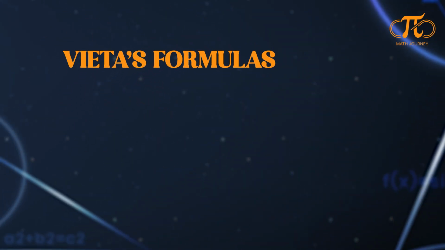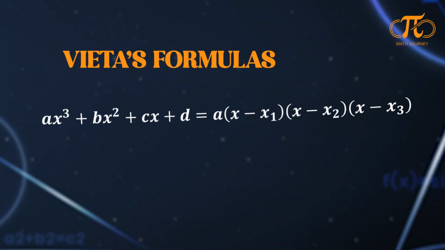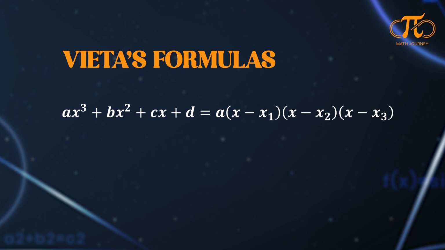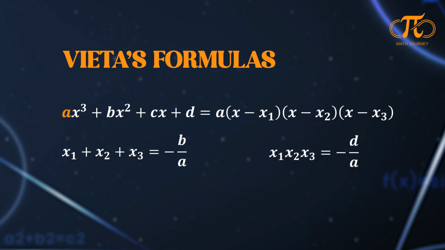Now, here's where Vieta's formulas come into play. Vieta's formulas are incredibly useful when dealing with polynomial equations like the cubic equation we just derived. Here's the general idea. If we have a cubic equation of the form a times x cubed plus b times x squared plus c times x plus d equals 0, it can be factored into a times x minus x1 times x minus x2 times x minus x3 equals 0. Where x1, x2, and x3 are the roots of the equation.